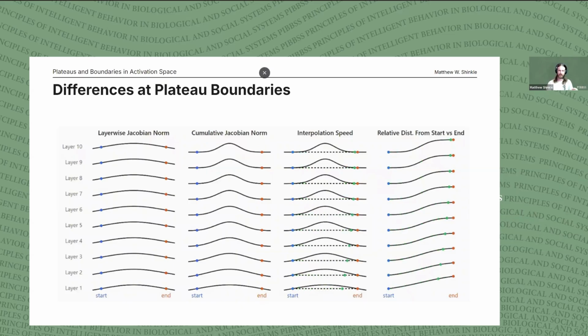And if you plot this as a function of distance from prompt A versus prompt B, you get a result that's highly similar to the plateau plots that we actually observe.